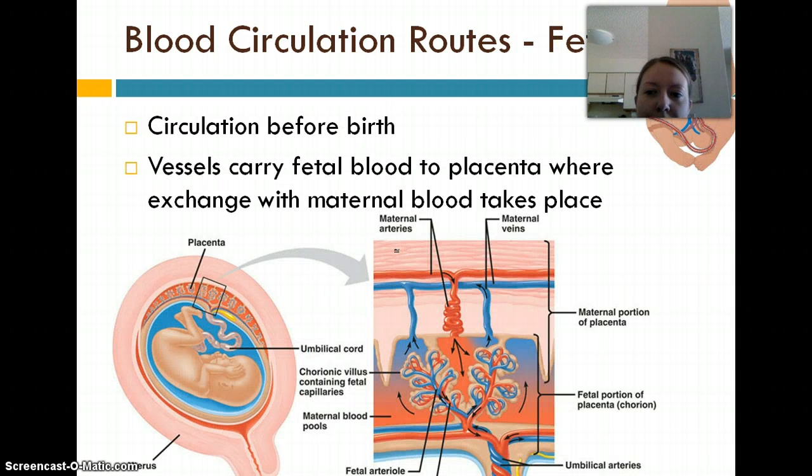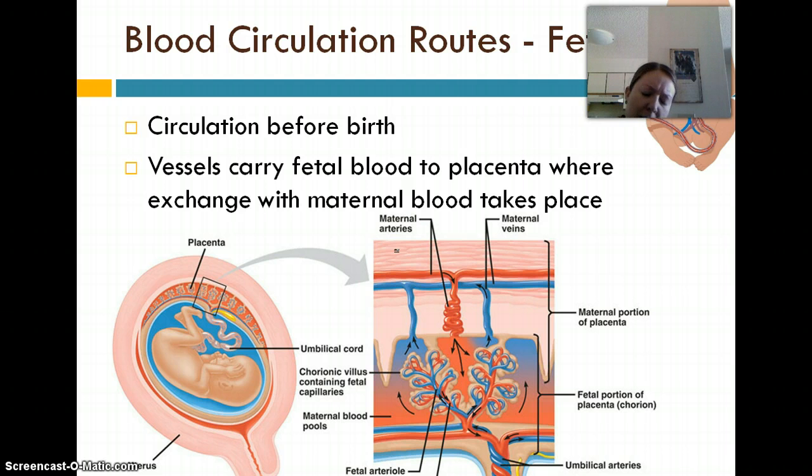The last circulation route is a little bit different just because it's not always present. It's only present for about 9 months of your life, and that's fetal circulation. It's the unique circulation pathways before your birth. And basically, a lot of the major blood vessels actually get relocated into the placenta through the umbilical cord.